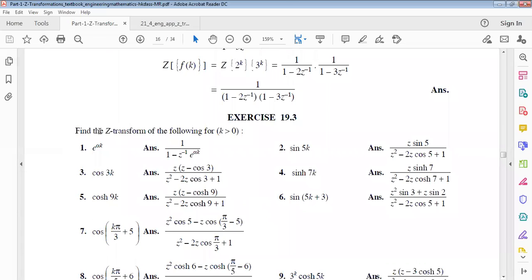You will try 1 to 5 at home. This will be the homework for you.